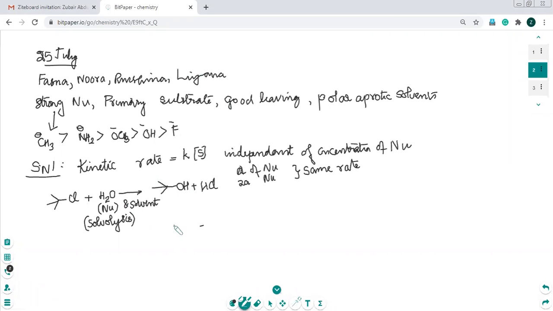Okay, now let us look at the mechanism of this reaction. The proposed mechanism involved two steps. Step number 1, formation of carbocation.